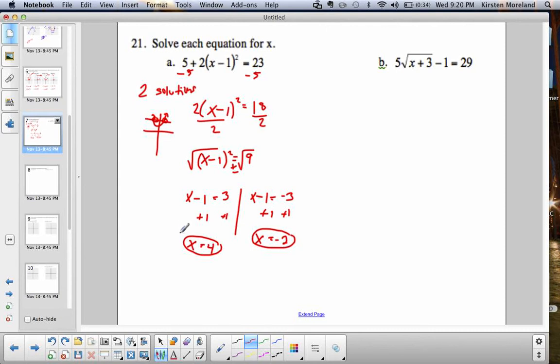Now what you should always do is take that answer and plug it into your original one. So 4 minus 1 is 3. 3 squared is 9. Times 2 is 18. Plus 5 gives you 23. So you checked your answer to make sure it worked.